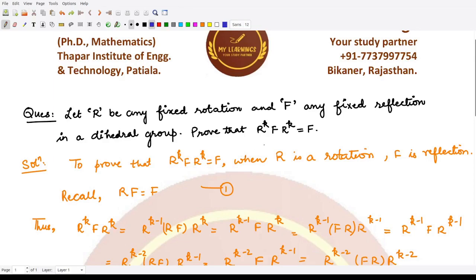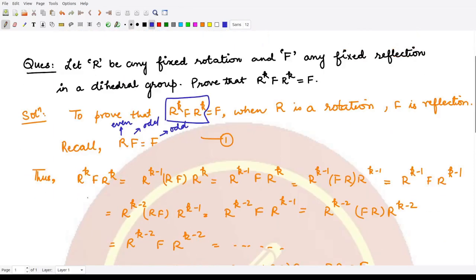One is the natural way. If you remember, if we take rotations as even and reflections as odd, our result is again an odd quantity. Remember this result? Using this result on the left hand side of the given quantity which we need to prove, we have R raised to power k, F, R raised to power k. This could be written by extracting one R from here, so it would be R raised to power k minus 1 into RF into R raised to power k. Now what is this RF? This RF is F, right?